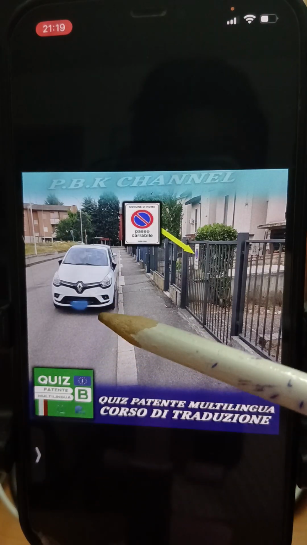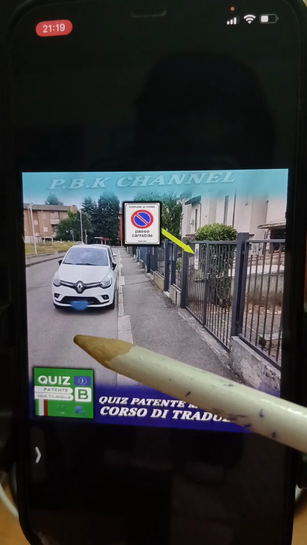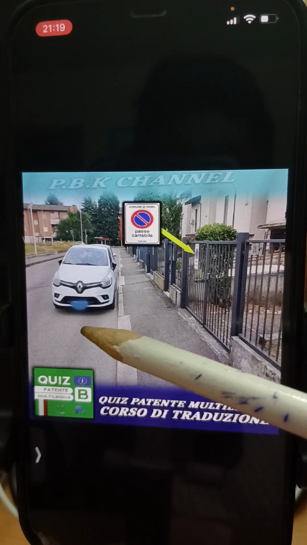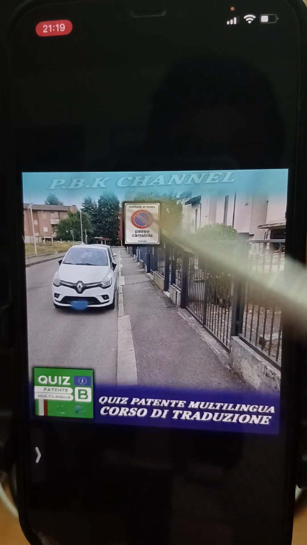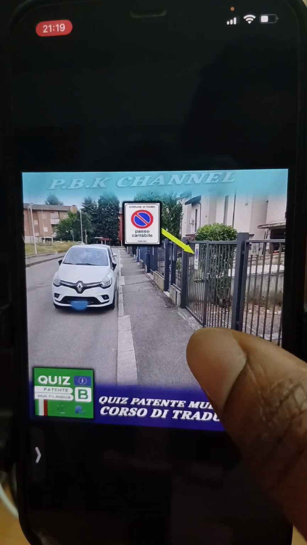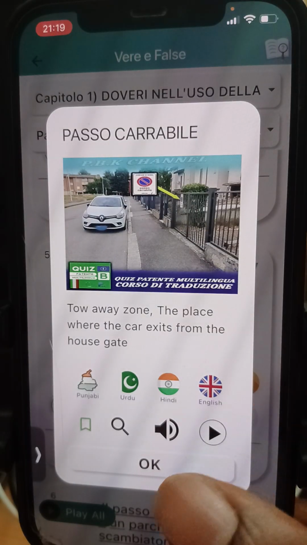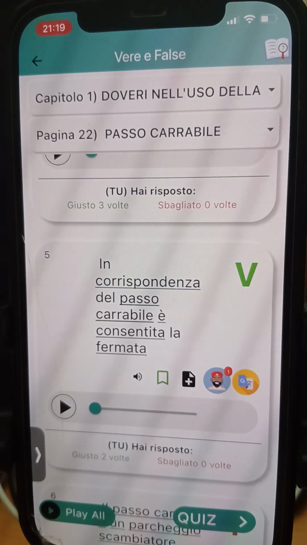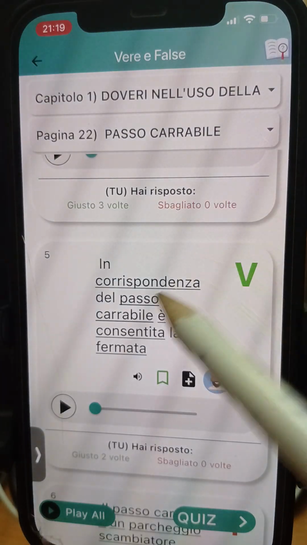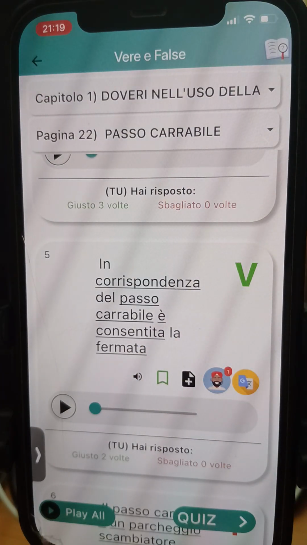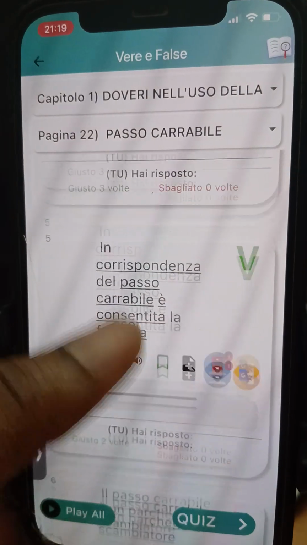You cannot just park your vehicle and leave for a while where the vehicle is. You are not allowed to park your vehicle and leave. But it allows fermata. Fermata means stopping. You just stop for a few moments. Consente la fermata, it allows you to stop.